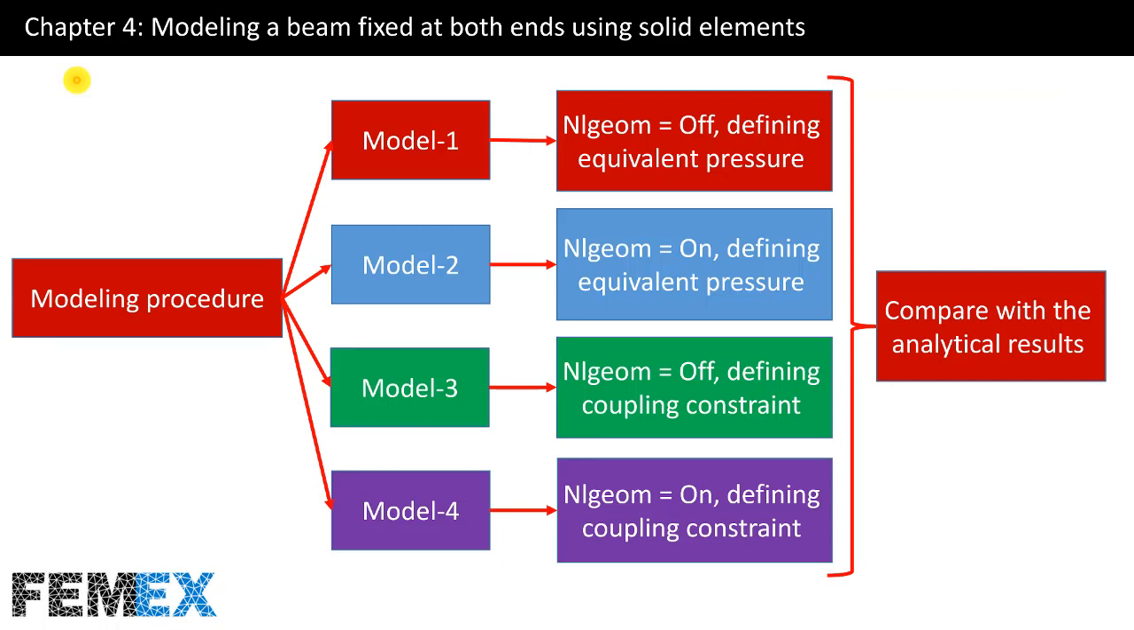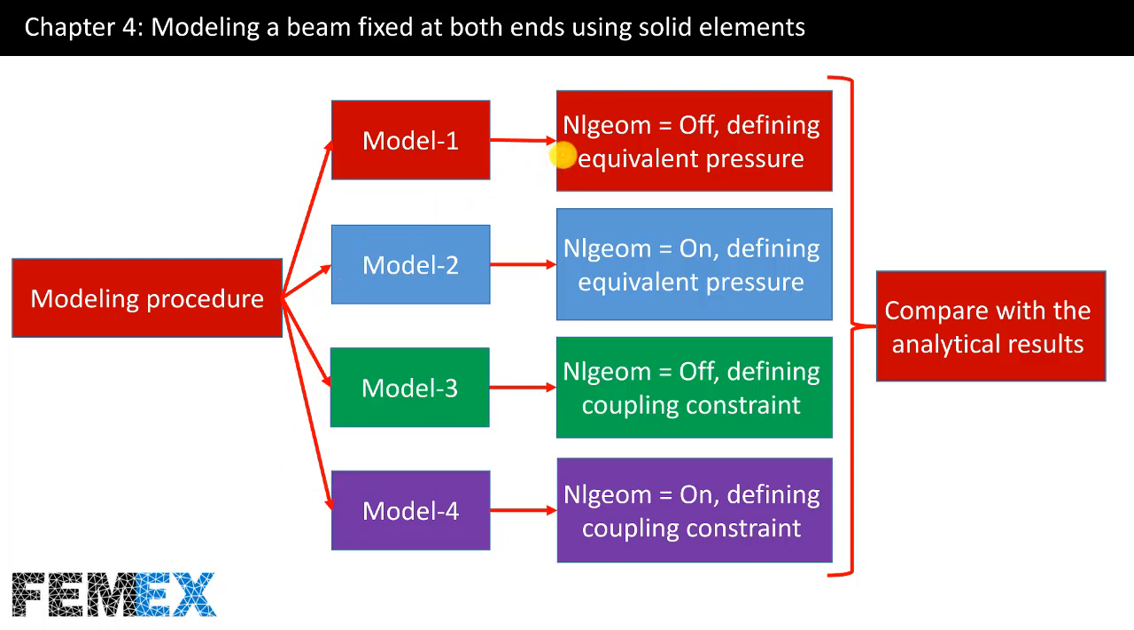Chapter 4 is about modeling a beam fixed at both ends using solid elements. In the previous chapter, I did the simulation using beam elements, and in this chapter, I will do it using solid elements. And in this chapter, I will create 4 models.